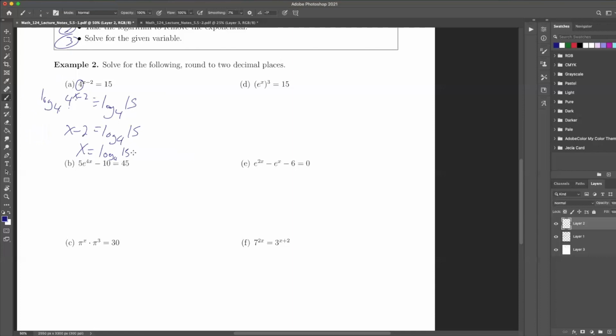Log base 4 of 15 plus 2 is equal to 3.95. There we go. All right, so here we have 5e to the 4x minus 10 equals 45. So our first step is to get the exponent by itself. So we're going to add 10 to both sides. So I have 55. We're going to divide by 5. So e to the 4x equals 11.